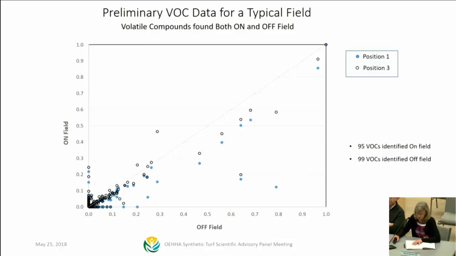So we can identify 3 categories of compounds. First category is on the one-to-one line, and these represent chemicals that were present in equal amounts, found both on-field and off-field. Second category, you'll see a group of chemicals that lie only on the y-axis. These are a subset of chemicals that were found only in the on-field samples in both positions, cart 1 and 3. And finally, the last category, there will be a subset of chemicals found only in off-field.